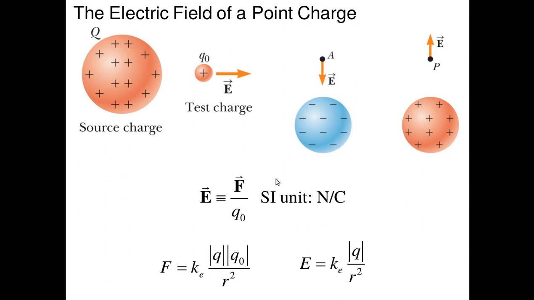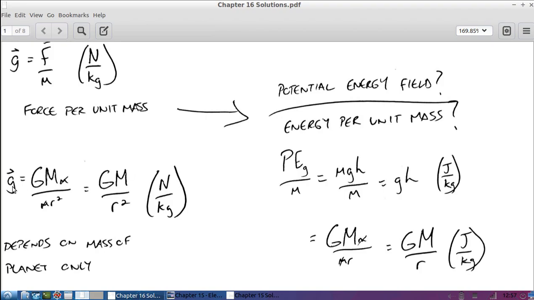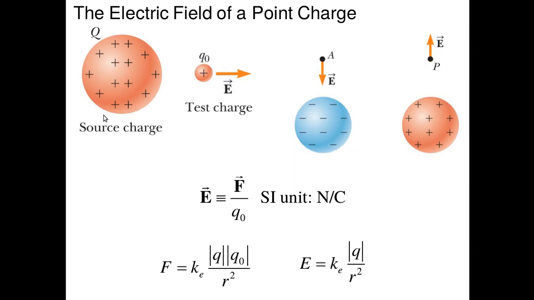Our definition looks very similar to the gravitational field, which was force per unit mass. For an electric field, it's force per unit charge, that's my test charge, and just for simplicity, that could be a 1 coulomb test charge. So the units are newtons per coulomb. Our gravitational field was newtons per kilogram. This is a ratio, force per unit charge, so newtons per coulomb is my electric field units.